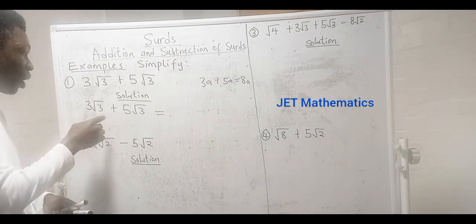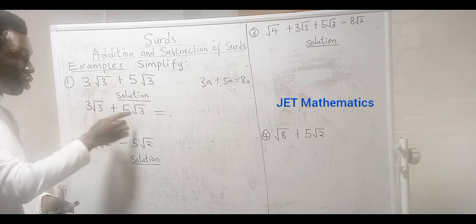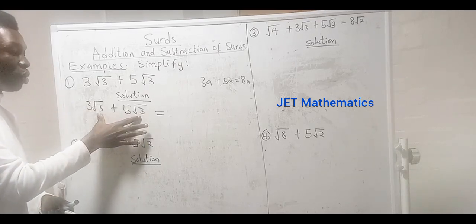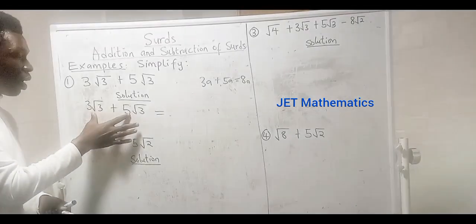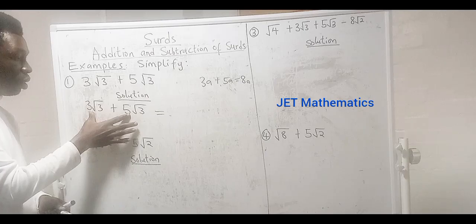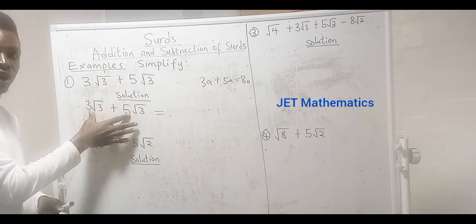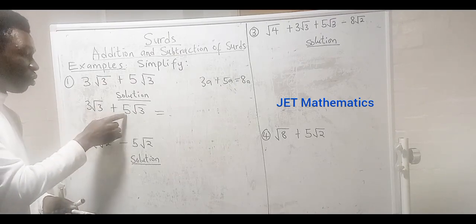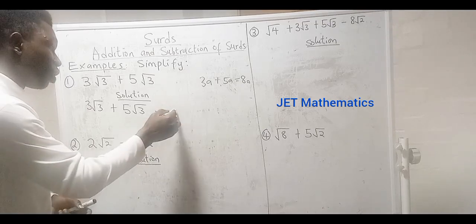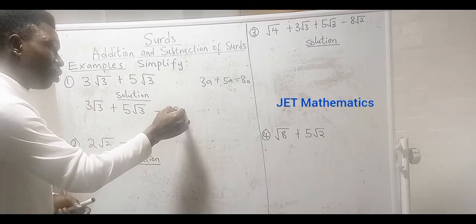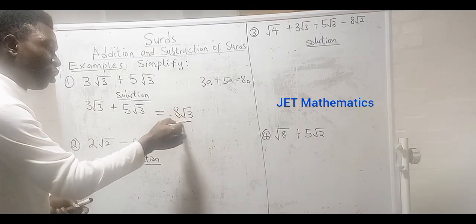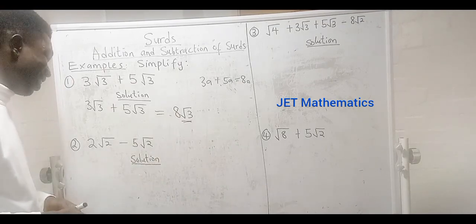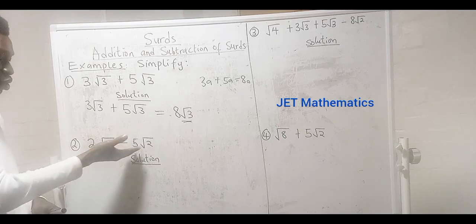Likewise in surds, because here is root 3 and here is root 3, we call them similar surds. They are like terms, and so we can simply add the coefficients of root 3. So when we have 3 plus 5, that simply gives us 8 root 3. Pretty easy, right?